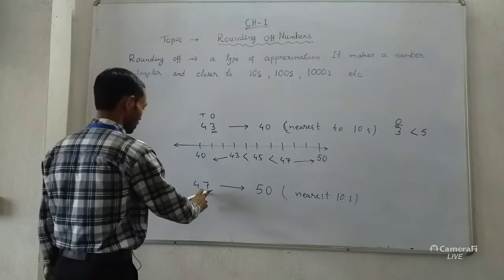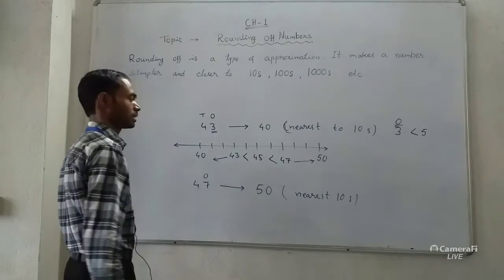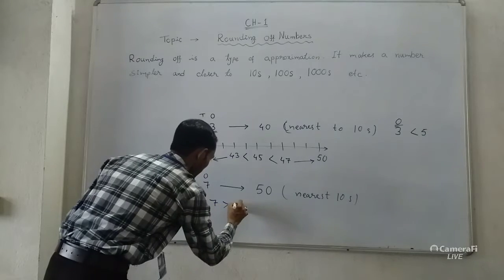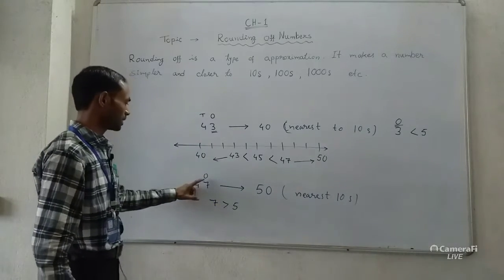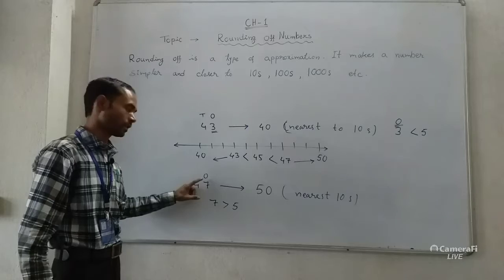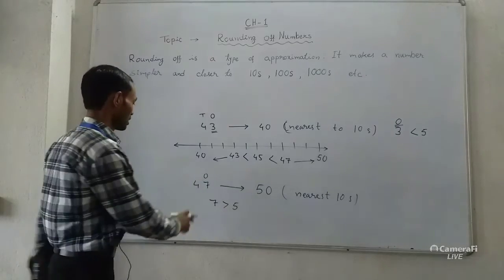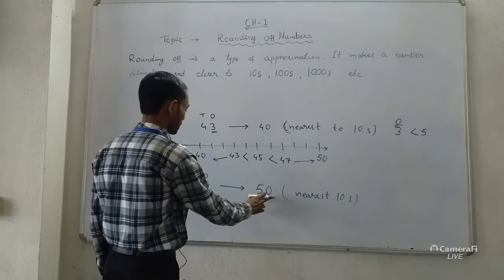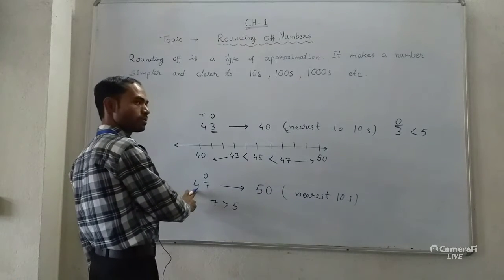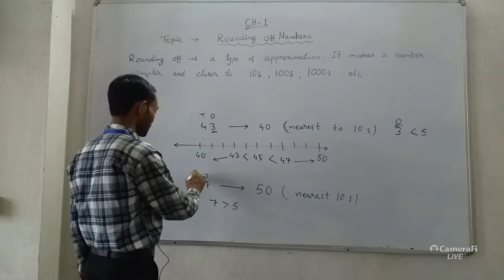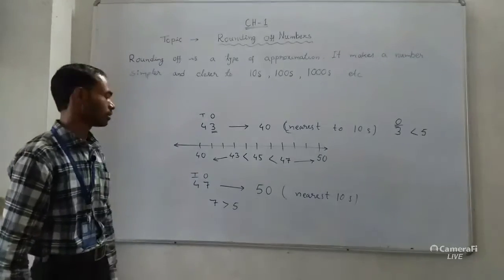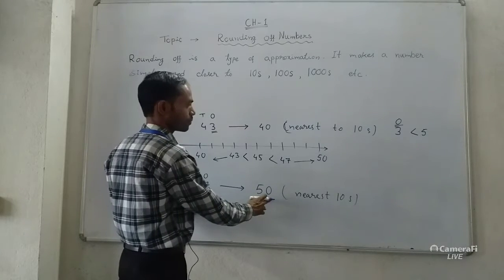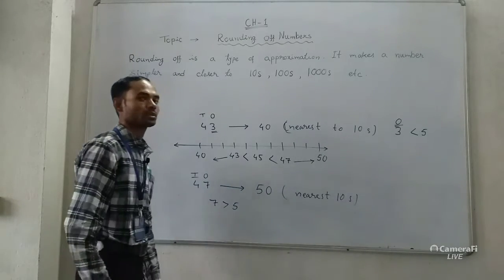But whenever the ones place digit, as here 7, is greater than 5, in that case 4 becomes 5. So 47 becomes 50. Why? 4 is increased by 1. The tens place digit will increase by 1 and we get 5, and then the ones place digit becomes 0. So we get 50.